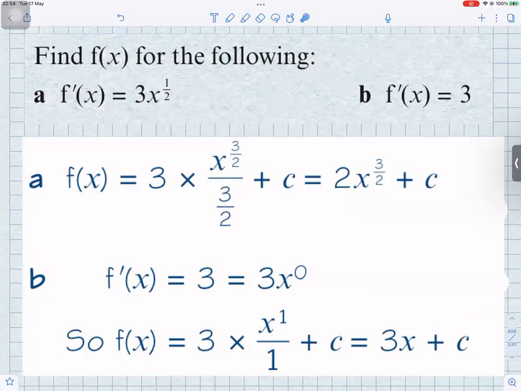You add the constant of integration. So the best way to remember it is whenever you're integrating a number like 3, just write 3x. If it's 4, just write 4x. That's the way to remember it.